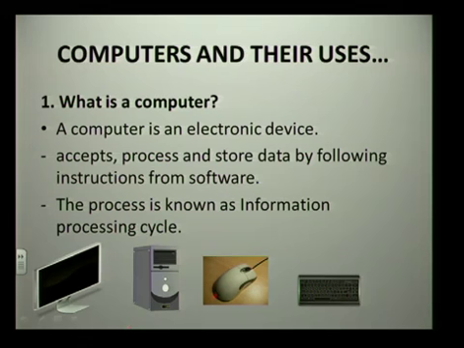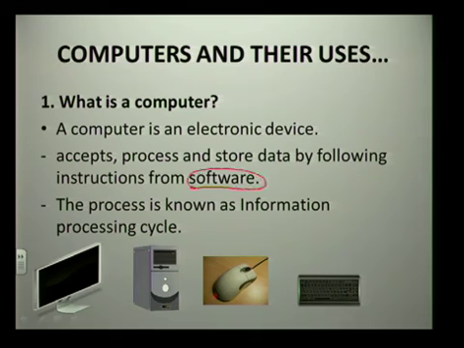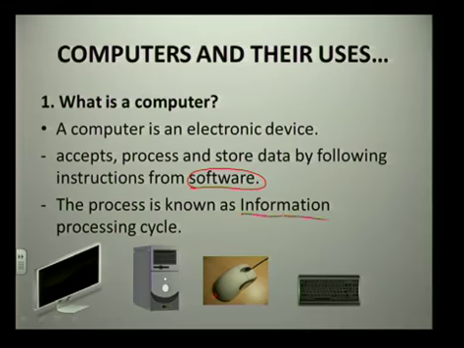Now, what does a computer really do other than accepting, processing and storing data? It obviously needs to follow instructions, and those instructions we get from the software that has to be installed in your computer. Now this process, whenever you're using a computer, where information is inserted into your computer, then it gets processed, then you get to store it. This process is known as the information processing cycle.